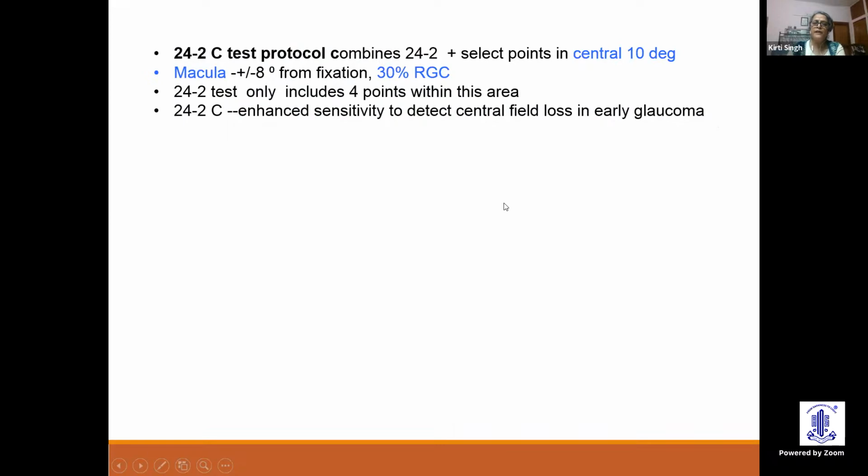Last, about the 24-2, if you have reached this level, then that means the examiner is very happy with you. They are showing you the 24-2C protocol. This is combining 24-2 with select points in the central 10 degrees. Why? Because macula has 30% of retinal ganglion cells which are damaged in glaucoma. The 24-2 test was only including 4 points in this area. 24-2C has extra points.